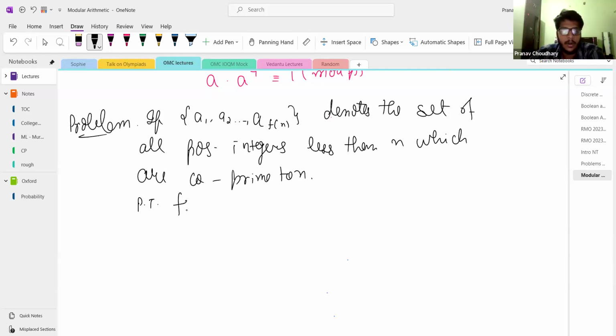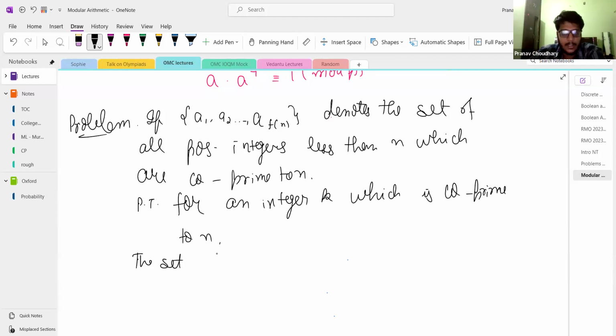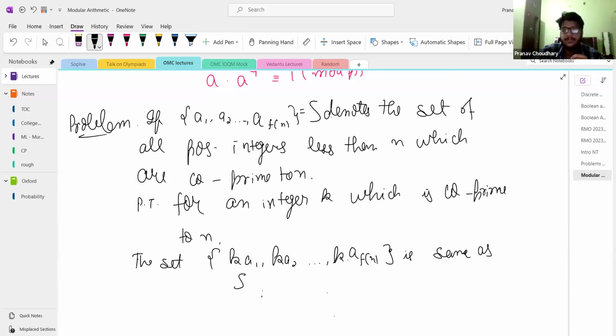Prove that for an integer k, which is co-prime to n, the set ka1, ka2, so until kaf of n, where I just multiply every number in this set by k, is the same as, let's call this set S, is the same as S.